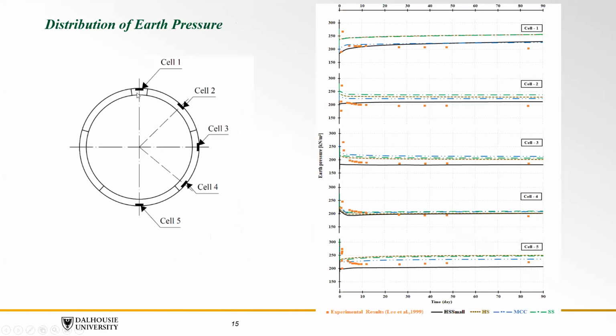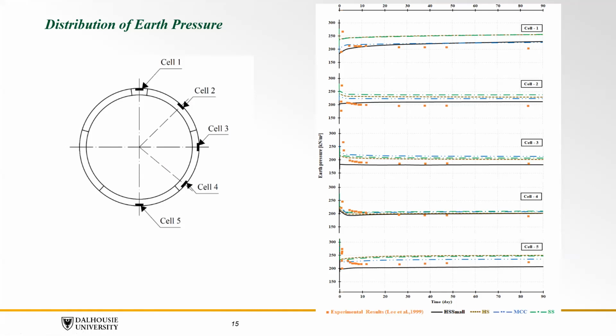Also, this liner was instrumented with different pressure gauges, pressure cells, over the tunnel, and here are the predictions again during construction of the different cells. And we can see an excellent match of the pressure that was obtained by the hardening soil model with small strain. Okay, so this showed us the importance of the soil structure interaction. We were able to mimic the behavior exactly for this very complicated tunneling problem.